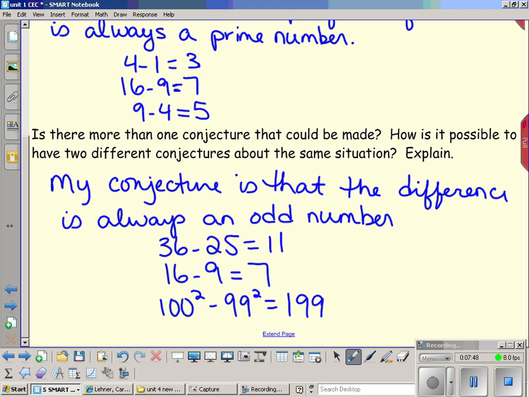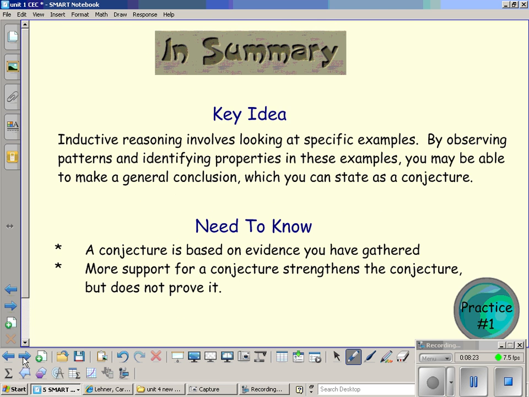How is it possible to have 2 different conjectures about the same situation? Well, that's one thing about numbers, is sometimes there's more than one pattern to them. All right, so it is possible that you may come up with a different conjecture. We're not proving these. We haven't proved that our conjecture is true all of the time. So maybe one of those conjectures is also a false conjecture. The evidence that we've supplied supports them both, but it doesn't mean that they are true all the time. We would have to prove them to know.